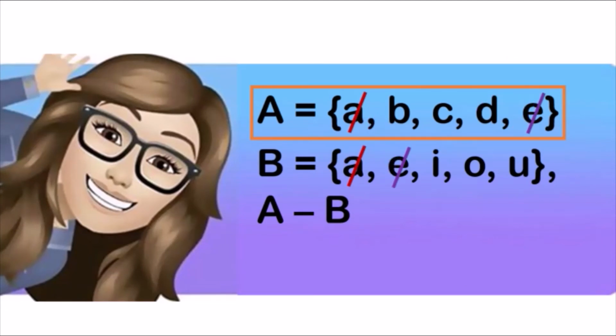So we're just going to look at what is left. If I take out the two that they have in common, which is A and E, the only thing that is left in set A is B, C, and D. We can see that B, C, and D are the only letters that are left. Therefore, the difference of set A and B is the set whose elements are B, C, and D.